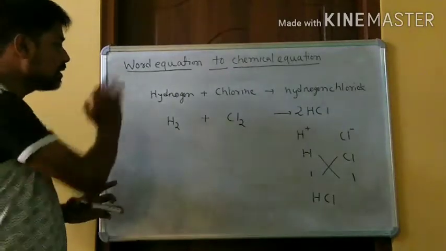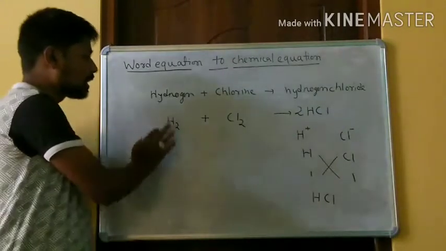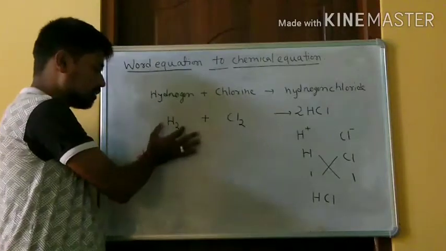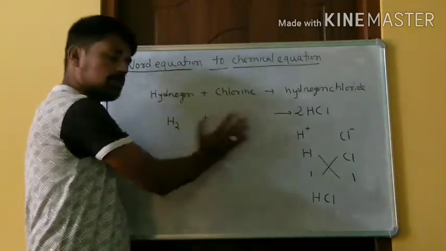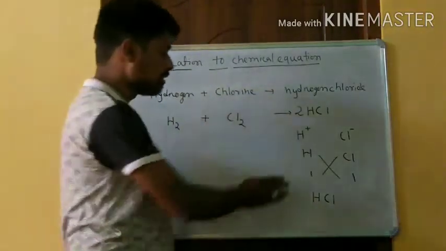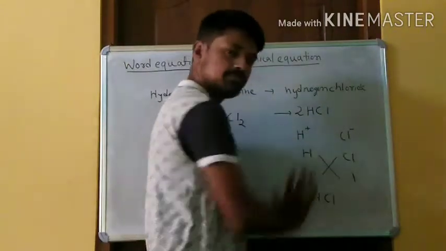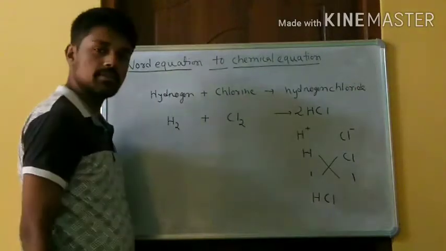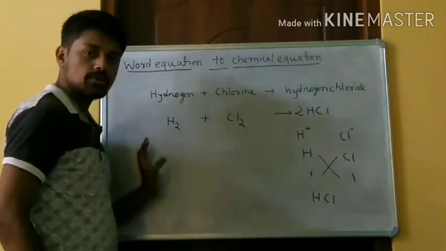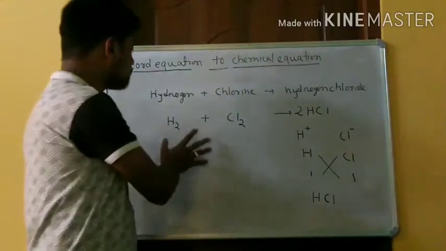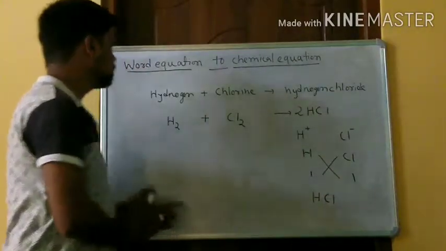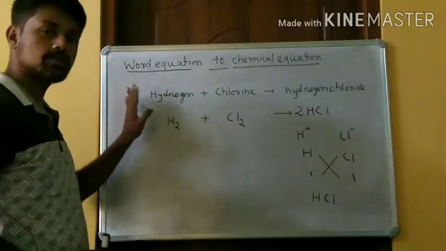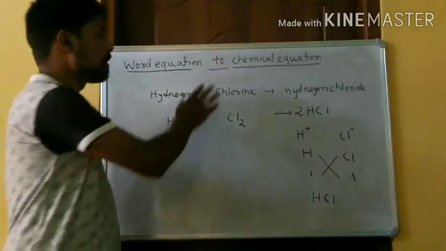Okay, so we can see that for a chemical equation we must know the elemental form of substances and their ionic form. For this I am writing a table. You note it down first, and after that we will try to solve different word equations and convert them to chemical equations.